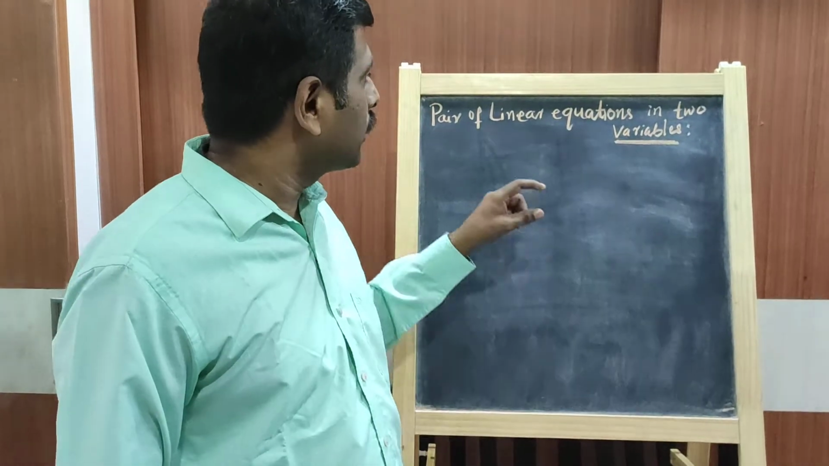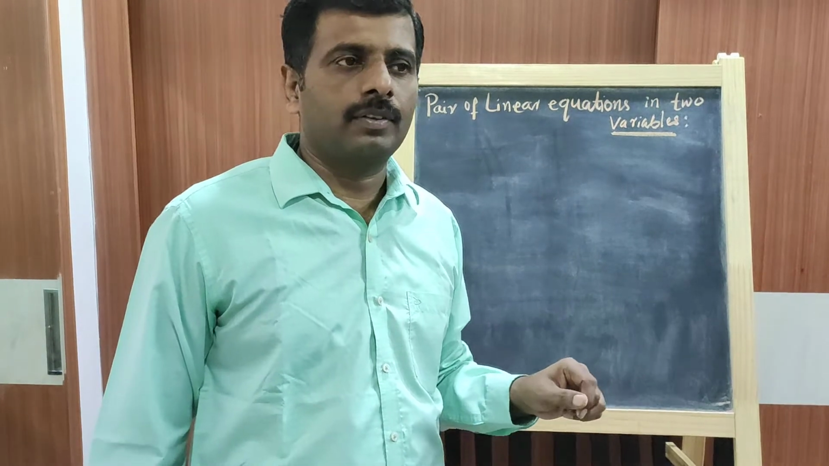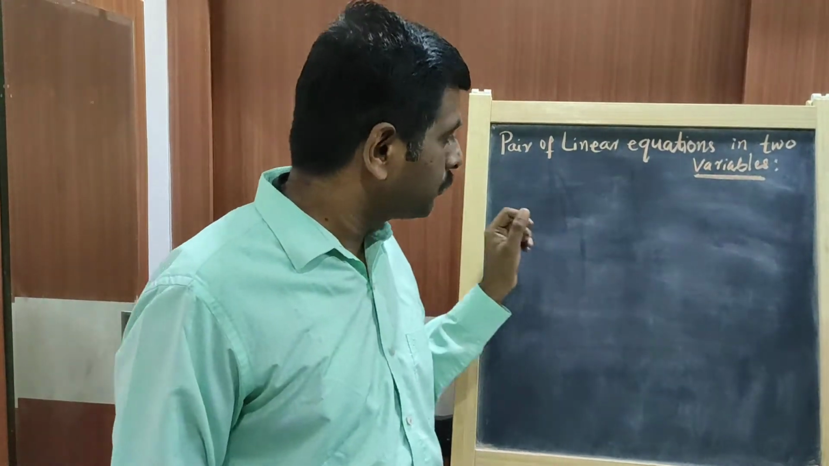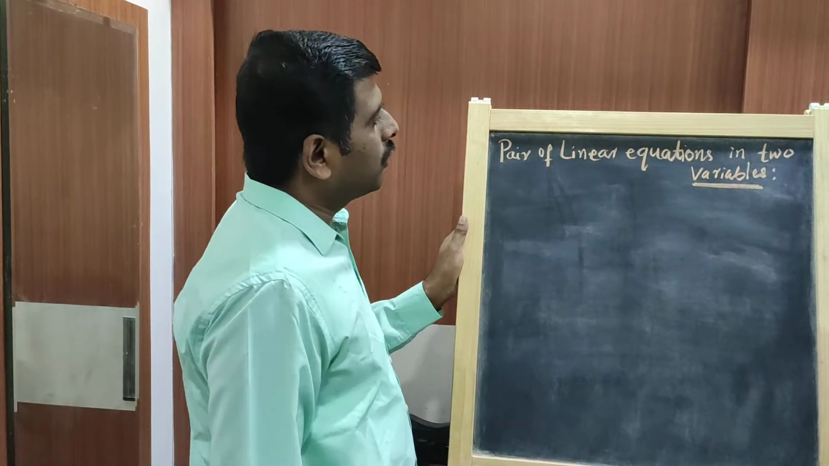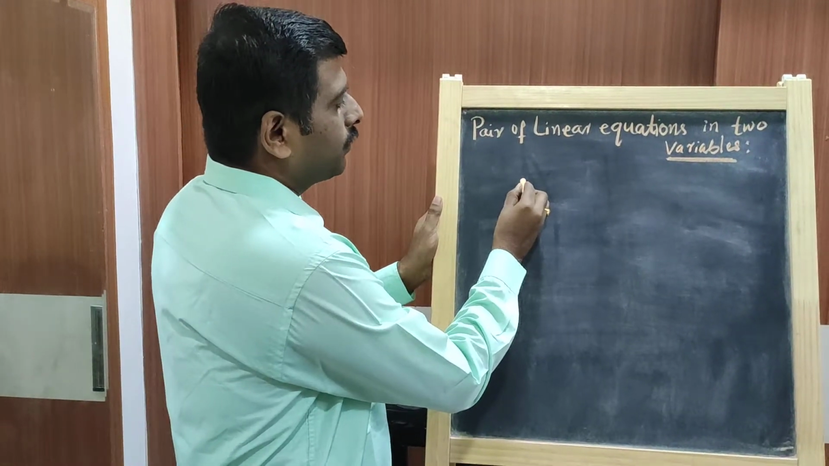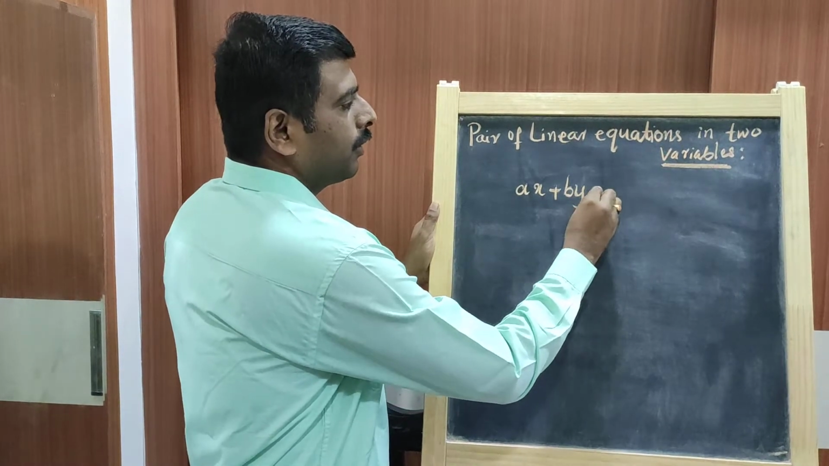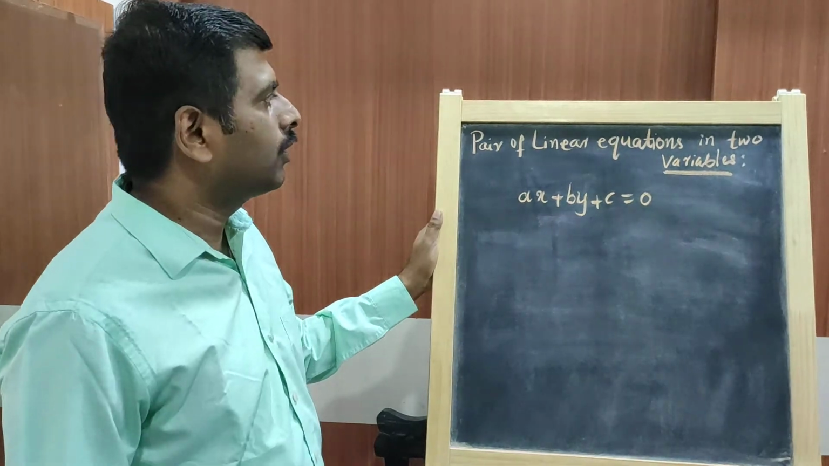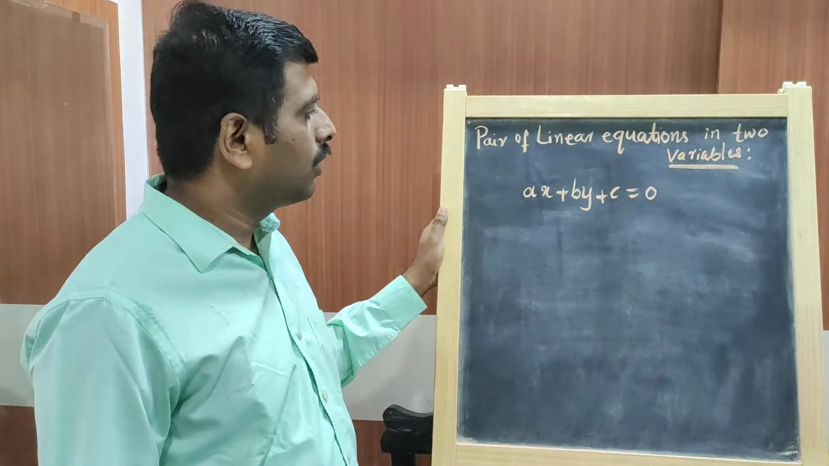Today we will see the topic pair of linear equations in two variables. This is from class 10th Mathematics. The equation which is in the form of ax plus by plus c is equal to 0 is called a linear equation in two variables.